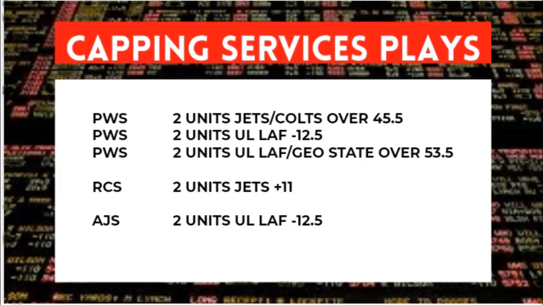Capper RCS, 2 units, Jets, plus 11. And capper AJS, 2 units, University of Louisiana Lafayette minus 12.5 as well. So again, slim pickings today. I expect a lot more volume tomorrow. But again, this is what we do. We do the study, do the report, and we will track this all and go from there.